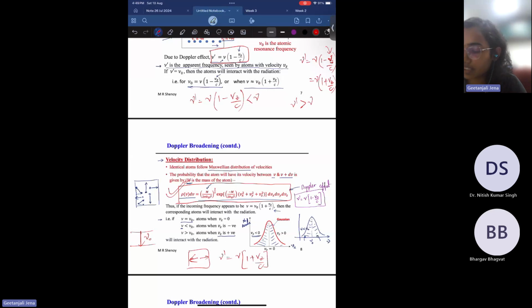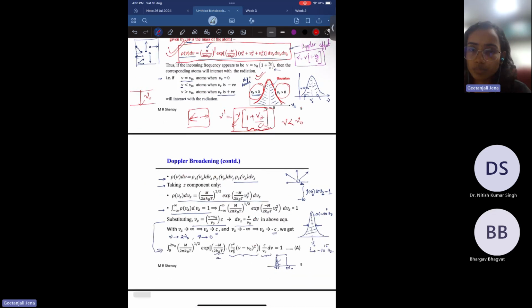For the atom that has negative Vz, this term is already positive. So to get nu zero, what will this atom experience? If nu is less than nu zero, the first term is less than nu zero and the second term is greater than nu zero, so we get a frequency around nu zero. It is like compensation. If the atom is moving in the negative z direction, it will interact with radiation of frequency less than nu zero. Similarly, if it is moving in the positive direction, it will interact with radiation of frequency greater than nu zero. From that you get a velocity distribution like the one shown in this figure. This is the region where Vz is less than 0, and this is the region where Vz is positive.